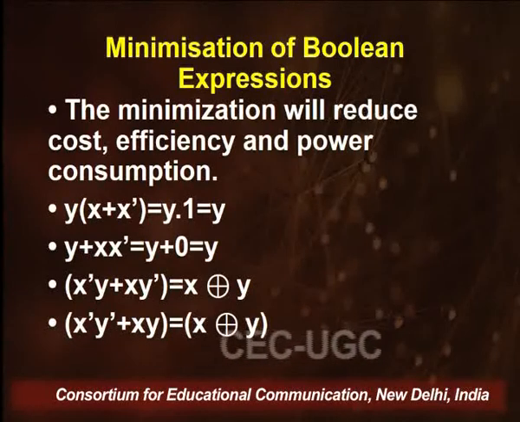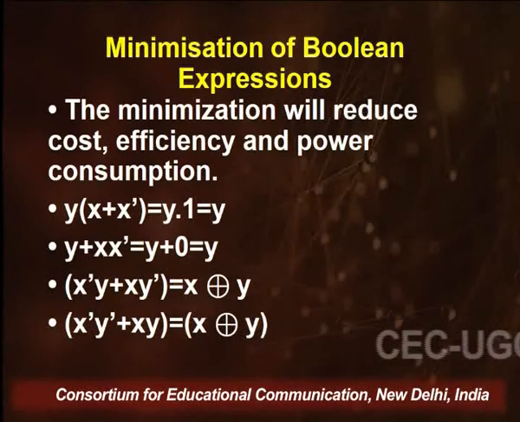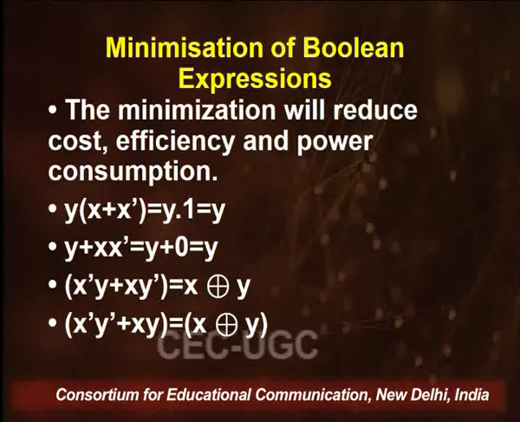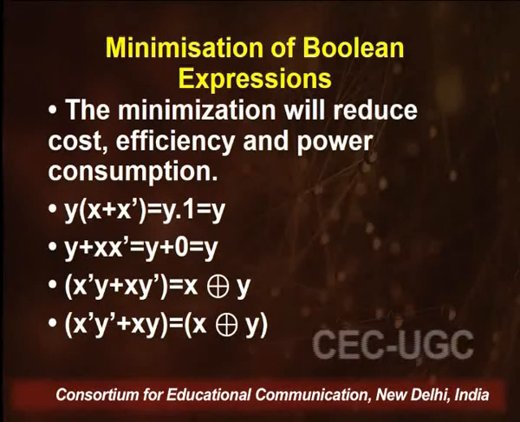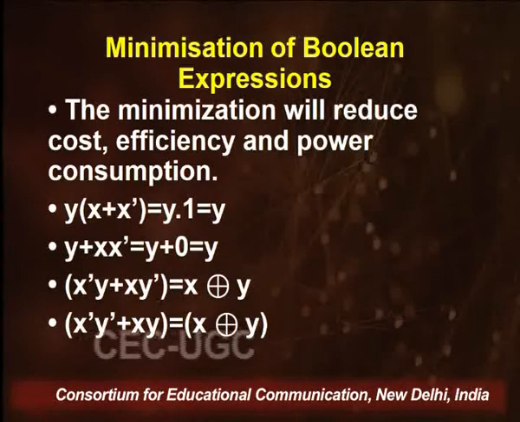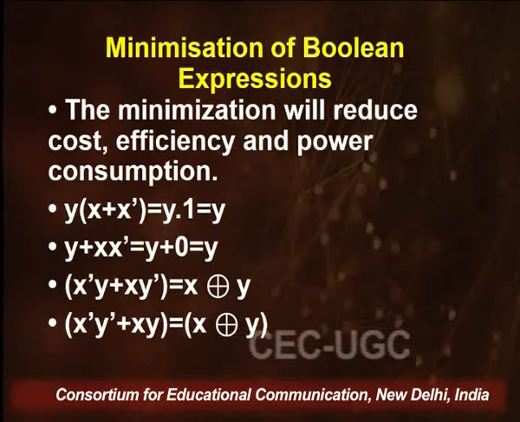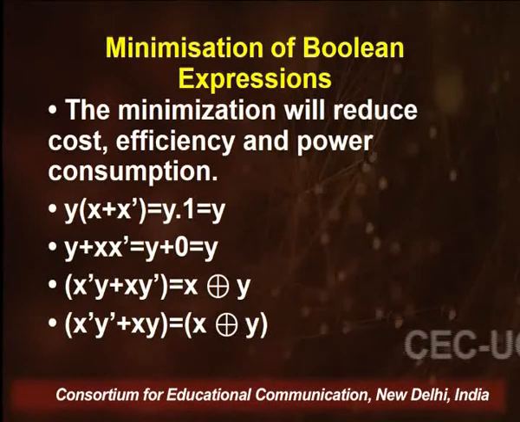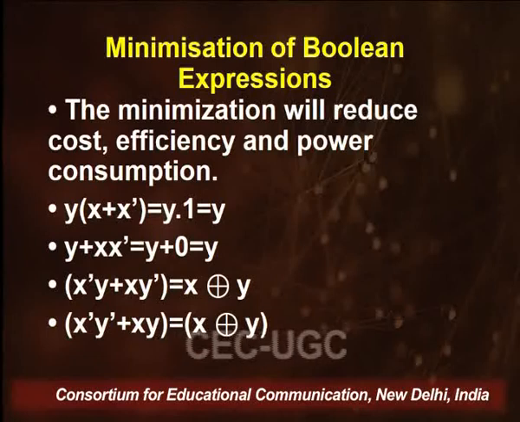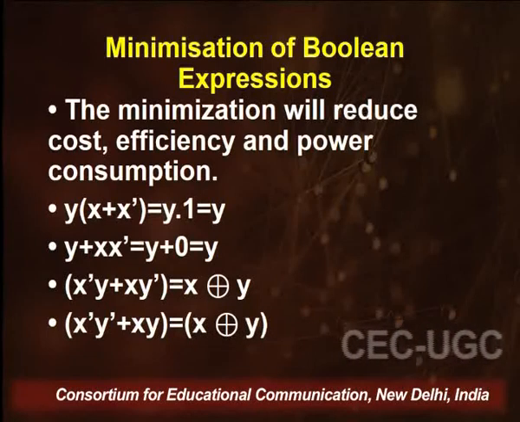So, if I have an expression like y(x + x'), this x + x' can easily be replaced by a 1 according to our postulates, and this will be equal to y. Similarly, y + xx', which is a multiplication, can be replaced by a 0, which results in a simple y. x'y + xy' is an output of a gate. Similarly, x'y' + xy can be represented again by the gate XNOR of x and y.